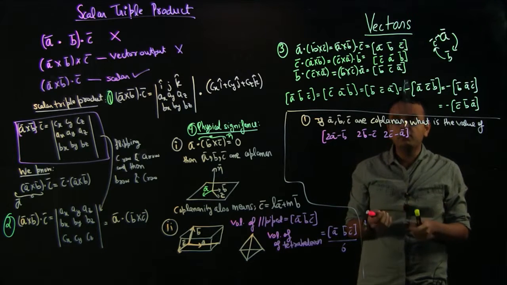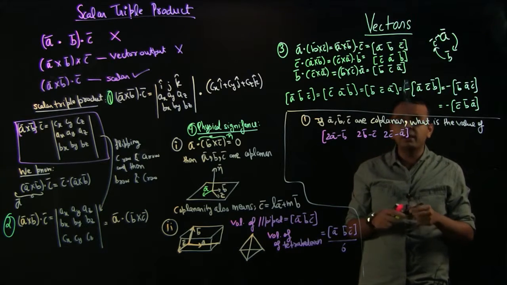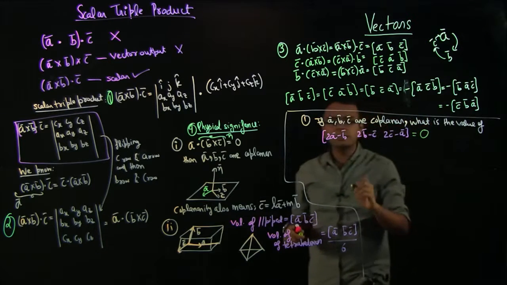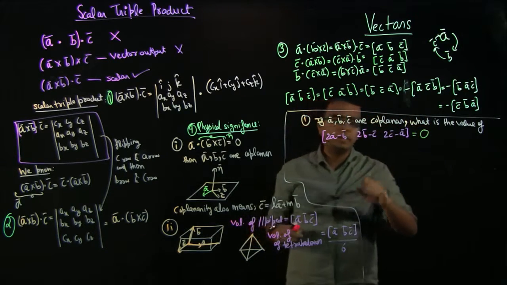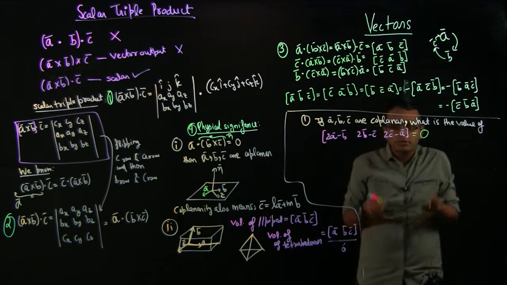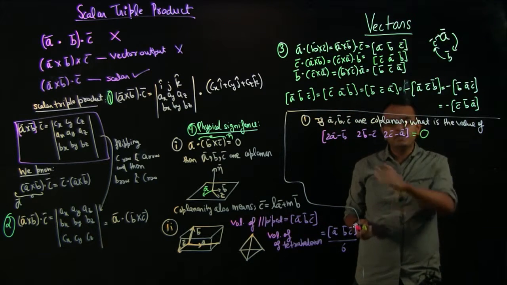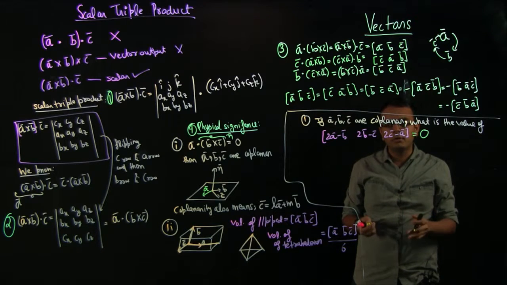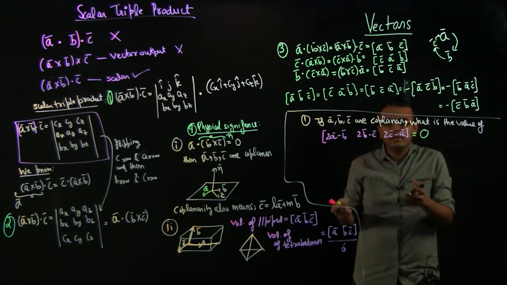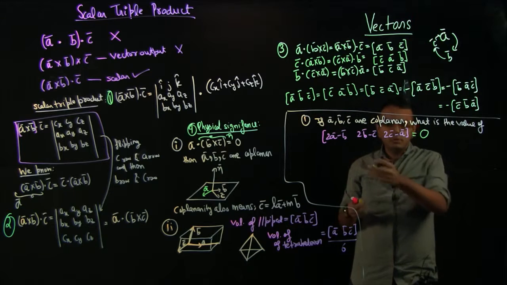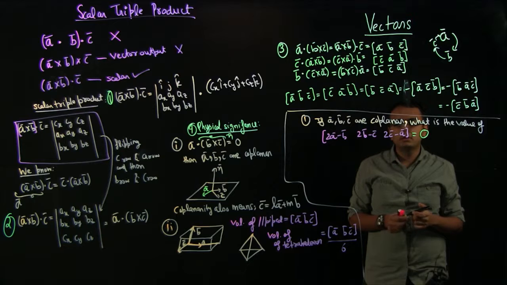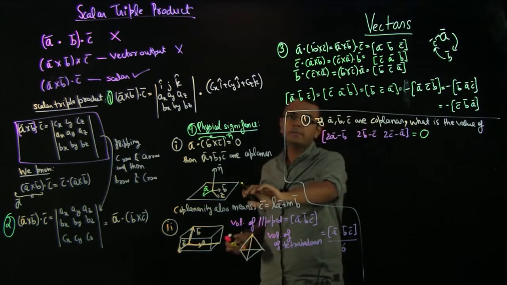So you don't even need to do anything. You don't even have to calculate. You can just directly write that this is equal to 0, because if A, B, C are coplanar, then any linear combination of these vectors would also lie in the same plane. You just have to understand, okay, these three vectors are coplanar, so any linear combination of them has to be coplanar. So that means this is 0, which is the condition of scalar triple product.